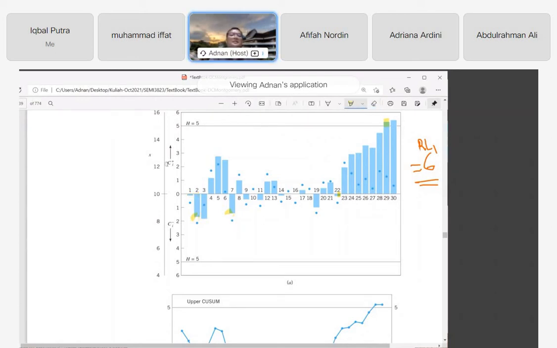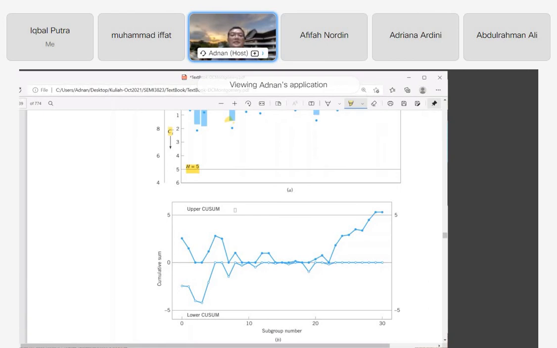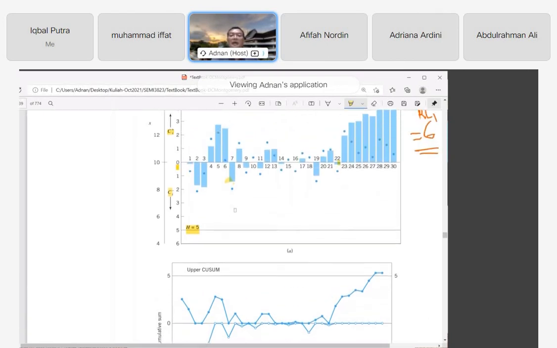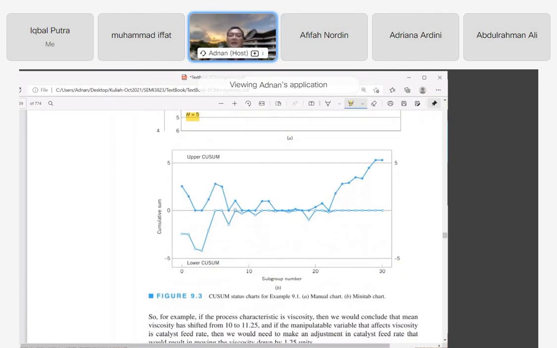This is C plus. This is the 0 in the center line there. And then you have this C minus here. So C plus and C minus. That's why we have a two-sided tabular CUSUM. H is determined here. This is the same as when we connect the points. It's the same thing. This is the manual chart.